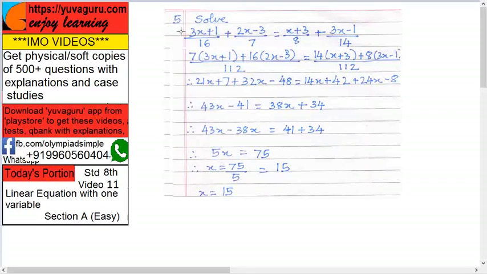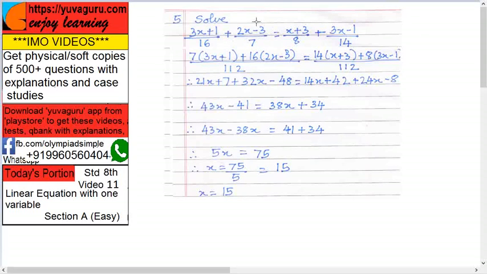Let's start. Solve the following expression. See, this is given to you and you have to solve it. 3x plus 1 upon 16 plus 2x minus 3 by 7 equals 3, x plus 3 upon 8 plus 3x minus 1 upon 14. This is what you have to solve. Means you have to basically find the value of x.